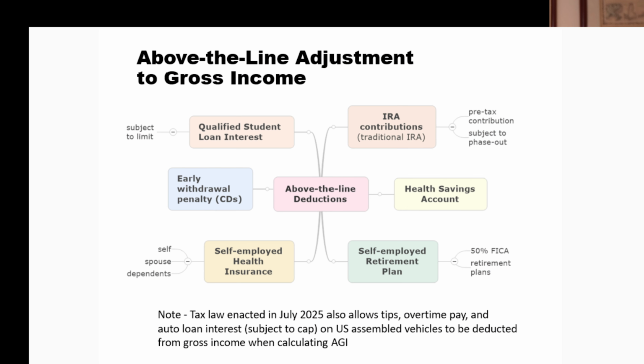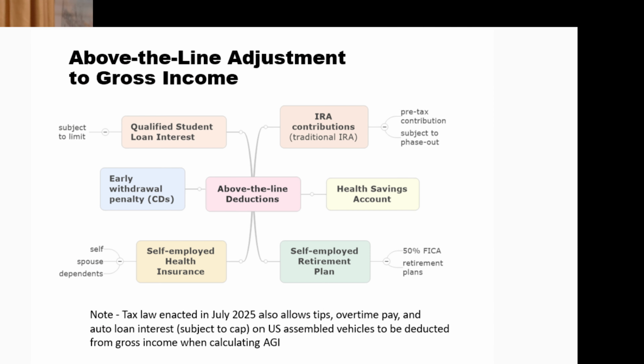Allowable adjustments to gross income include the following: pre-tax contributions to a traditional IRA, contributions to a health savings account subject to a cap, qualified student loan interest subject to a cap and subject to a phase-out, self-employment adjustments, including 50% of self-employment tax and self-employment health insurance premiums, early withdrawal penalties from a CD, other cash equivalent securities.